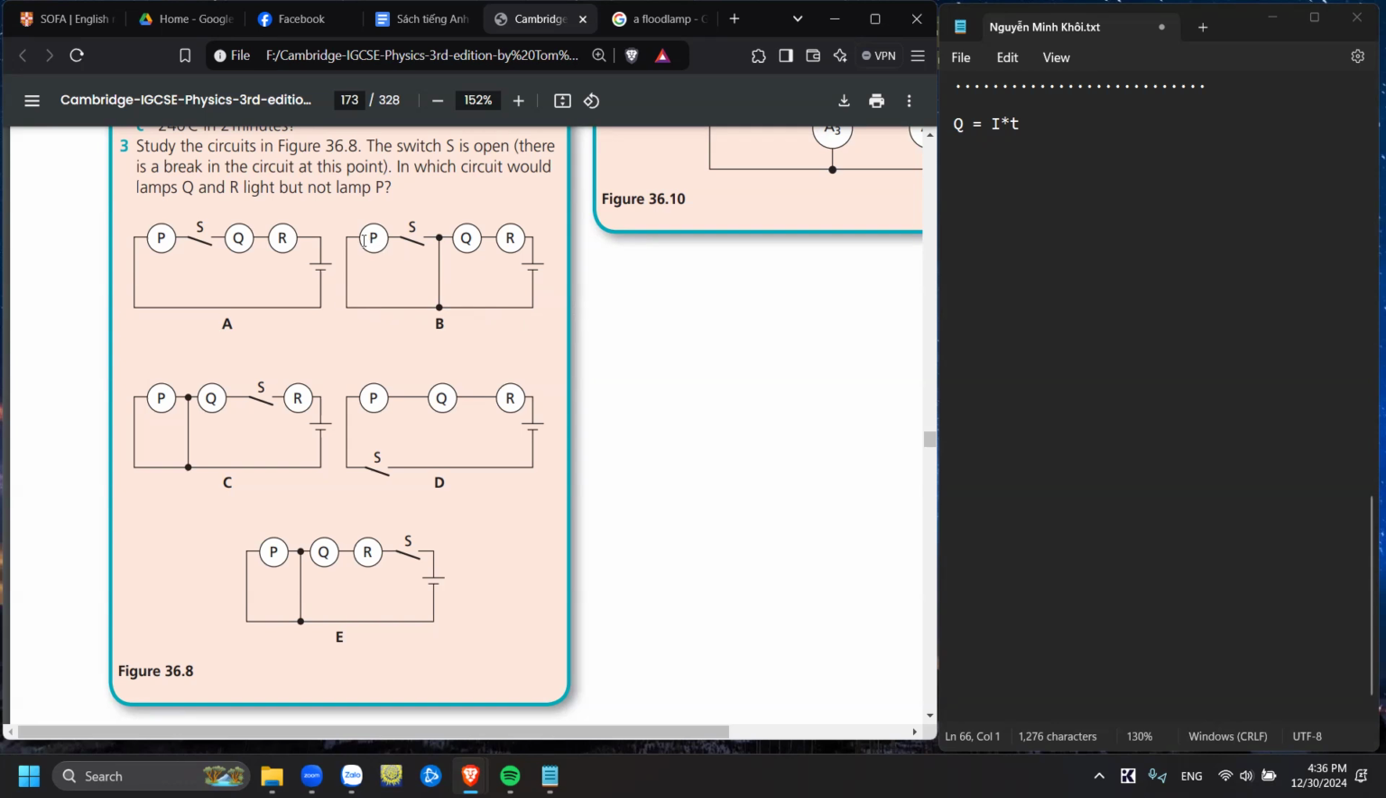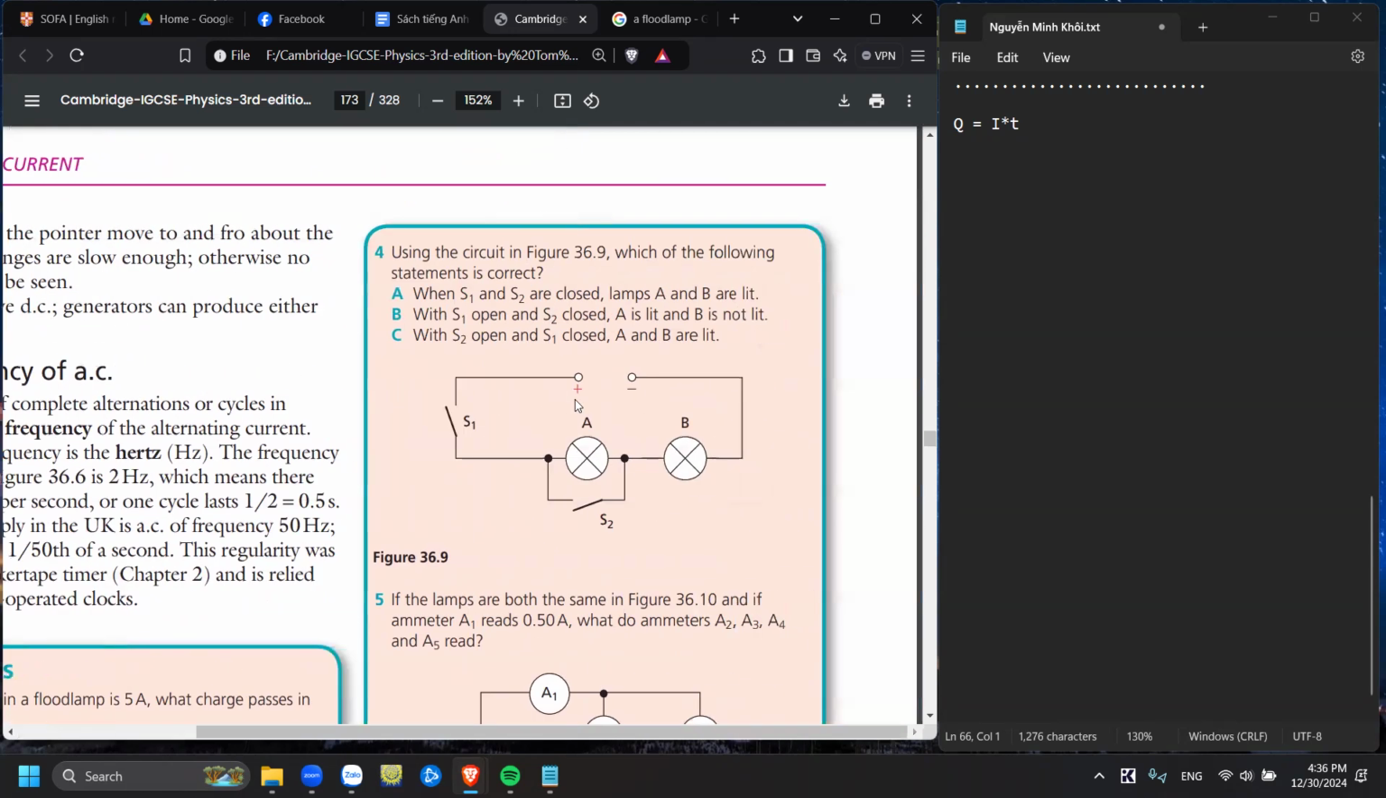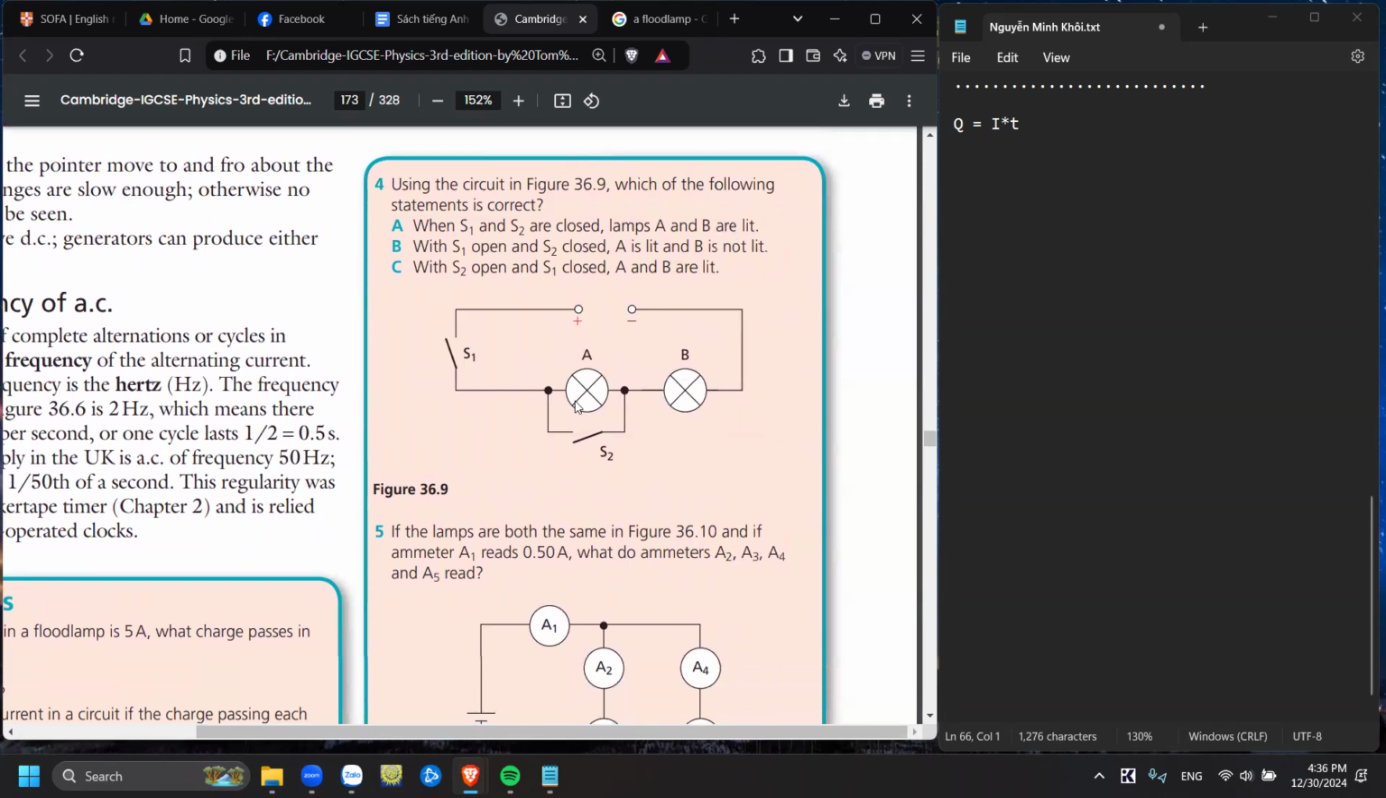You understand, right? So circuit B actually satisfies the condition that the question gives you. So B is the correct answer. You understand now? Yeah, I understand it now. Okay, great. Let's read this one. Number 4. Which of the following statements is correct? Let's read, spend some time on it, okay?